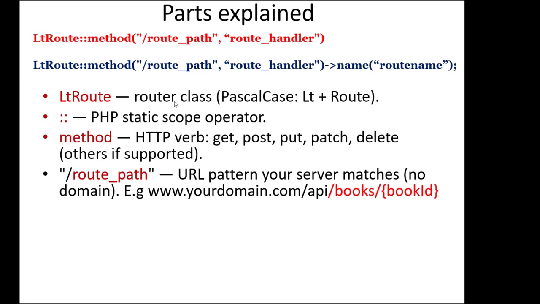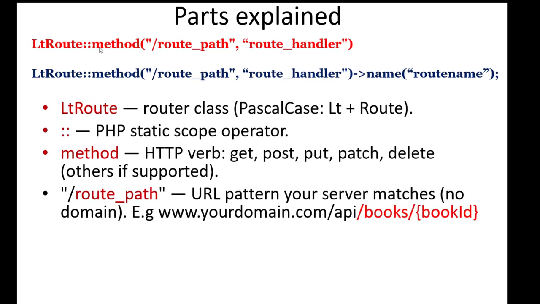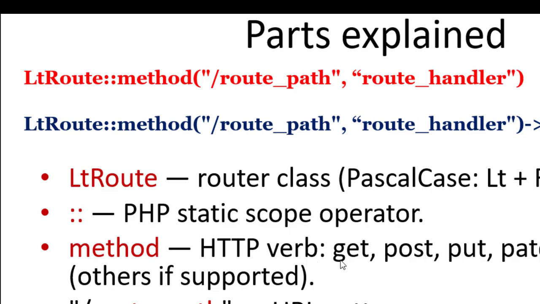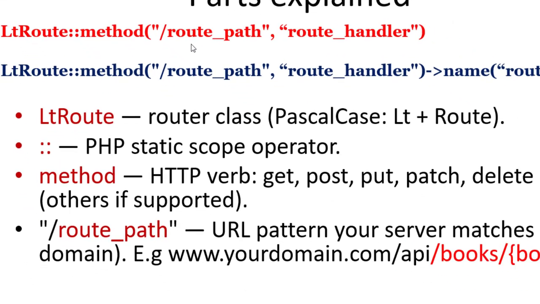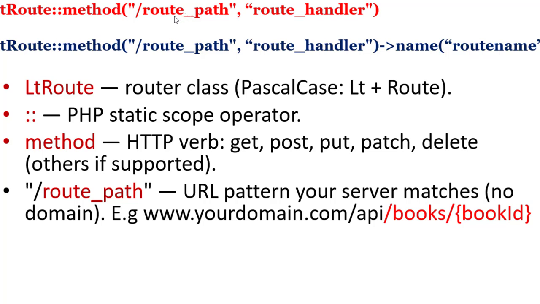LtRoute is a router class in Lifetechocms using Pascal naming convention, LT plus Route. LT stands for Lifetechocms, followed by the PHP static scope operator, followed by the method. The method is the HTTP verb: get, post, put, patch, delete, and the rest. So followed by your route path.